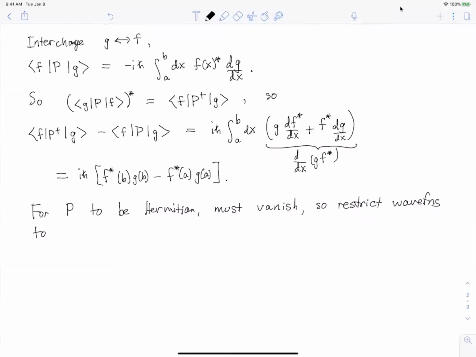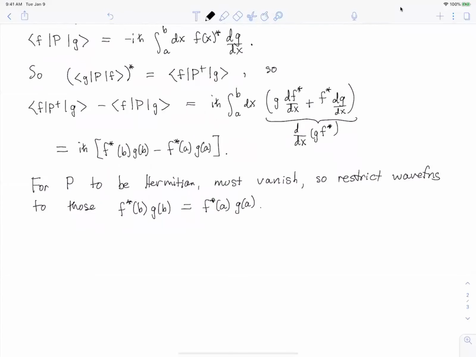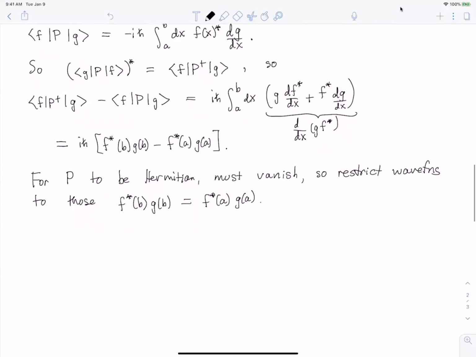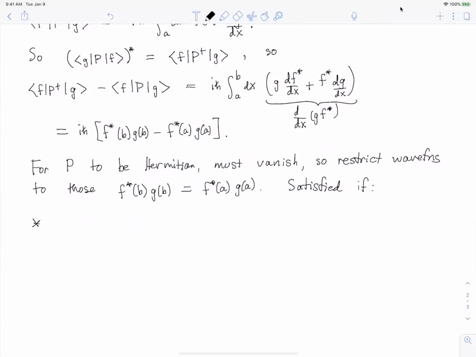And the way we can restrict them is we can restrict them to those that satisfy f star of b, g of b, equals f star of a, g of a, at my two endpoints, the two places that are the extrema of where the particle is going to be allowed. So this can be satisfied if, and here there are several ways, one is if I have periodic boundary conditions.